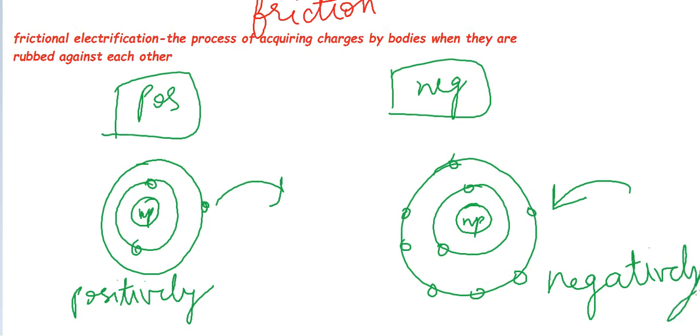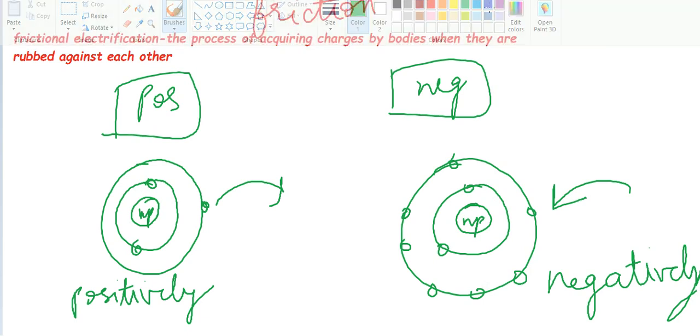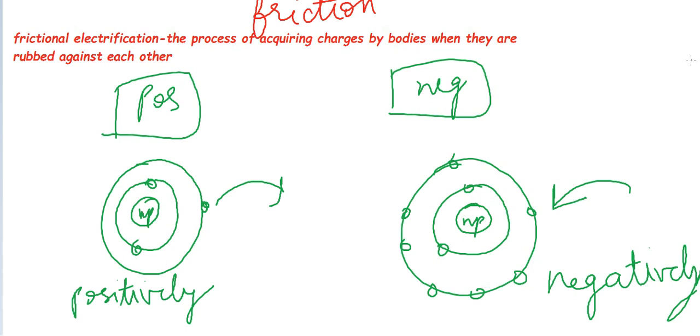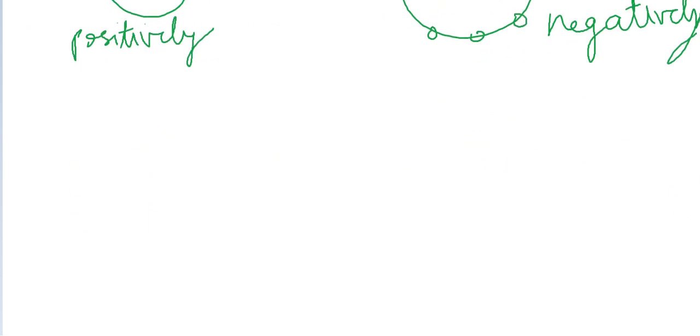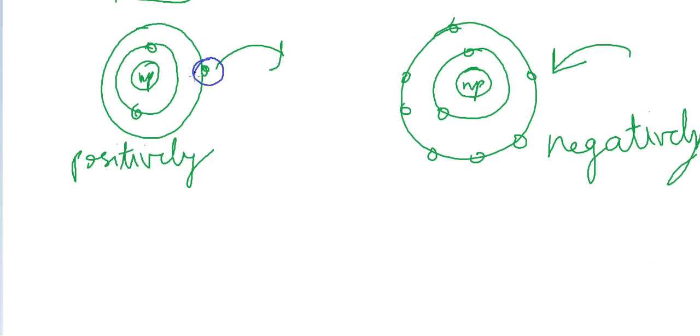Continuing further, how does transfer of electrons take place? If someone asks you how transfer takes place, it is obviously with the help of friction. When bodies are rubbed, valence electrons are transferred. As you can see above, this is a valence electron. It is transferred, and there might be some body here that is giving an electron to this particular atom, which is going to make it negatively charged.